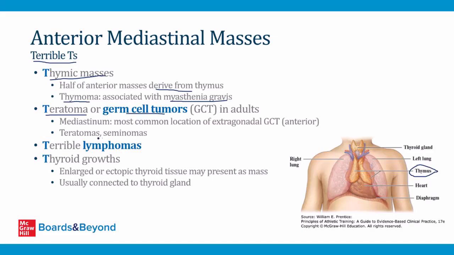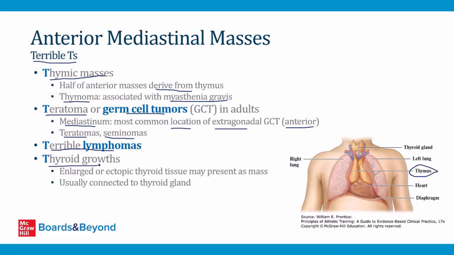So germ cell tumors are things like teratomas and seminomas. These often arise in the testicles in males, but they can also sometimes occur outside the gonads. And it turns out that the mediastinum is the most common location for an extragonadal germ cell tumor. The anterior mediastinum is where you find these tumors. The next T is for terrible lymphomas. There are lots of lymph nodes in the anterior mediastinum, and sometimes that leads to development of a lymphoma. And then the last T is for thyroid growth.